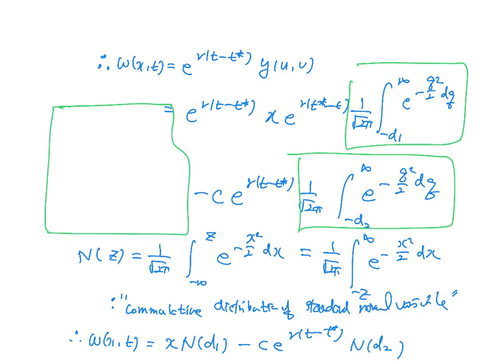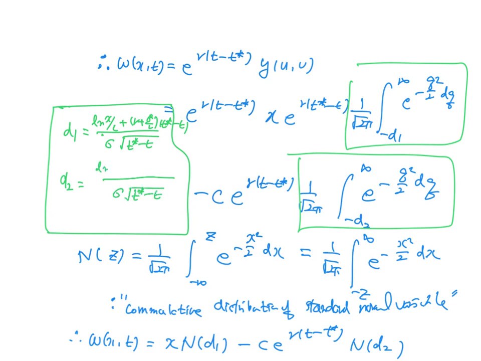Where was d1? d1 is 1 over sigma root(t* minus t) times ln(x over c) plus (r plus sigma squared over 2)(t* minus t). d2 was 1 over sigma root(t* minus t) times ln(x over c) plus (r minus sigma squared over 2)(t* minus t).